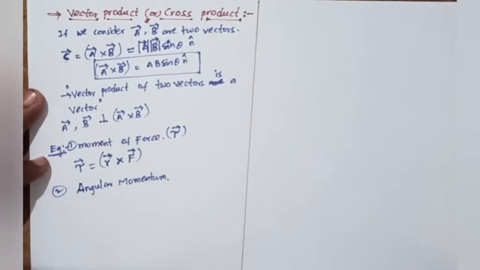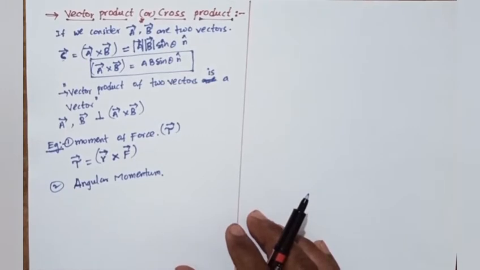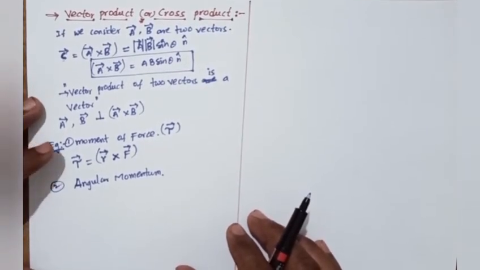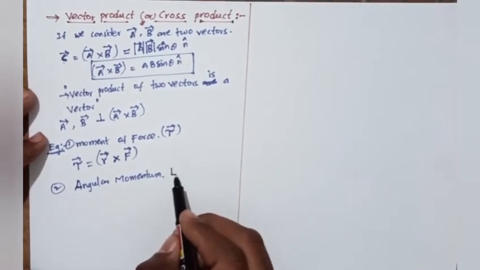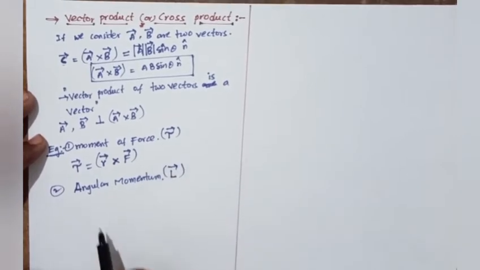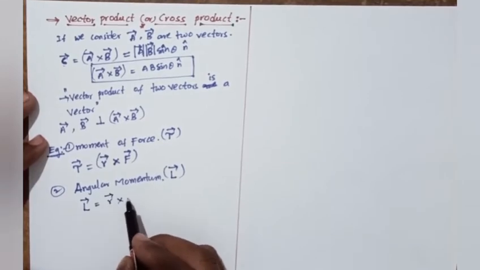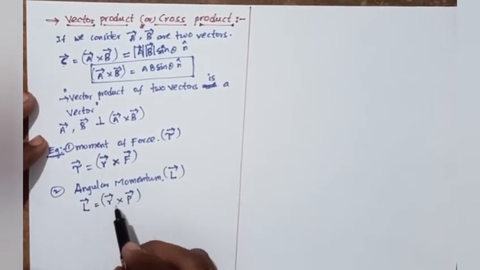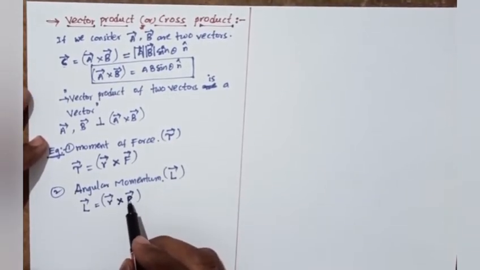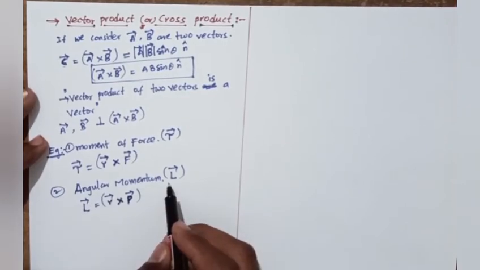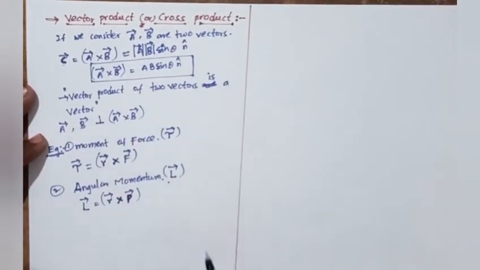We know that linear momentum is the product of mass and velocity. Angular momentum is the product of inertia and angular velocity. Here angular momentum is denoted as L, so L bar equals R bar cross P bar, the position vector cross linear momentum equals angular momentum. This is also an example of a vector product or cross product.